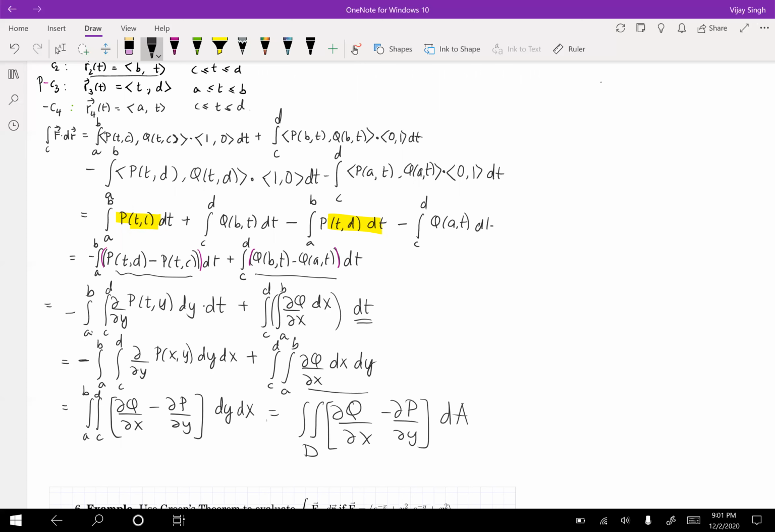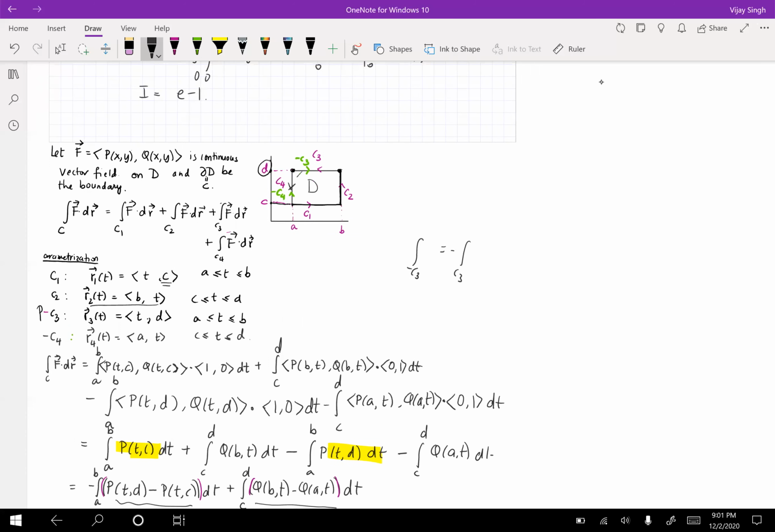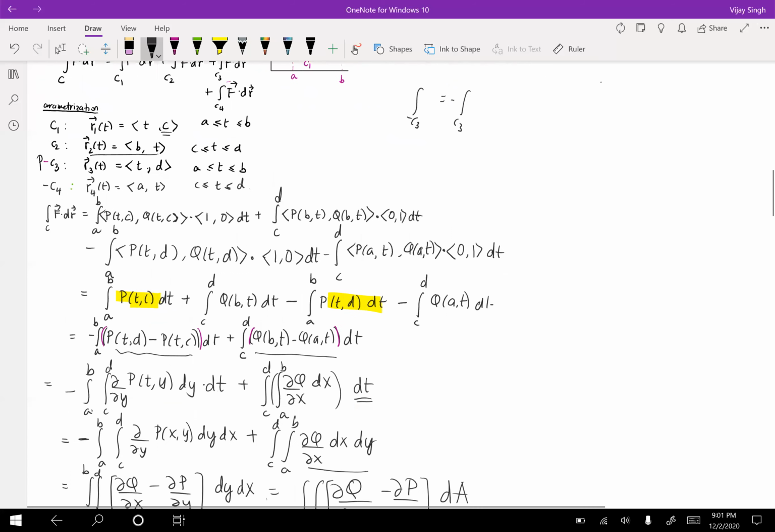So we have proved Green's theorem for a very simple case of a rectangle. Now note that this same kind of idea can be extended to a more general region by breaking it into certain pieces, right?